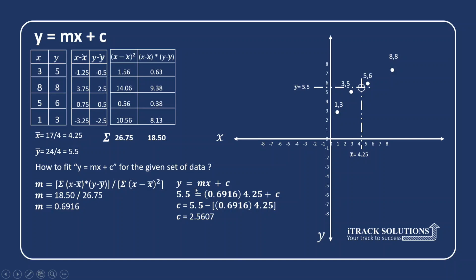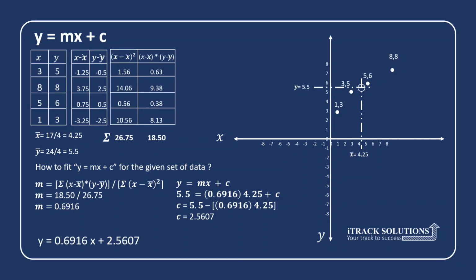Why? Because the equation is y equal to mx plus c. We already know a point on the line, because the line should definitely go through y bar and x bar. So I can substitute the value of y with 5.5, which is nothing but my y bar value, and the value of x with 4.25, which is nothing but my x bar value. When I substitute these two values and solve this equation, I get my c as 2.5607.